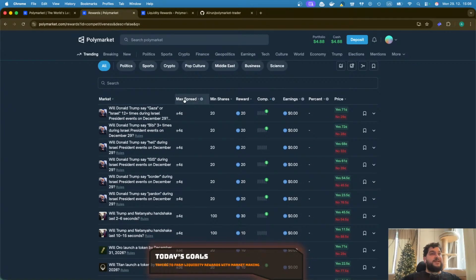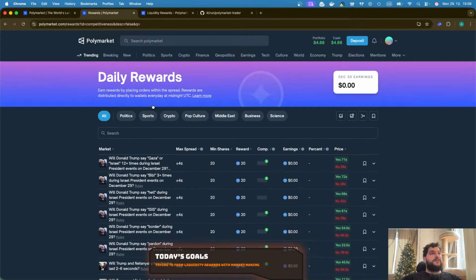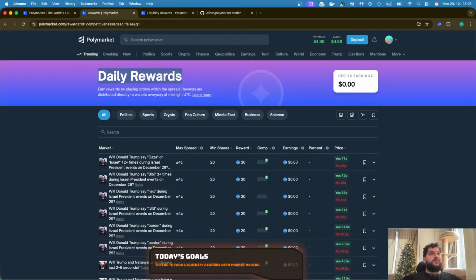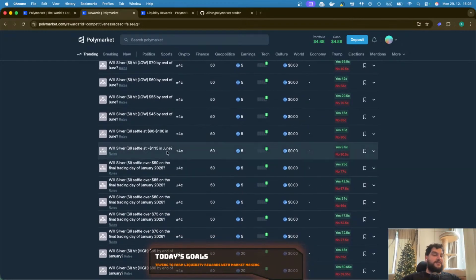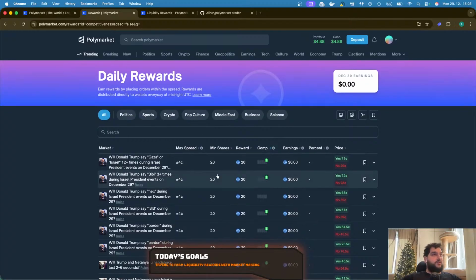So let me explain how it works again. As you remember from the last time, there is a separate page with the daily rewards for each market that's available. So let's take a look at something.